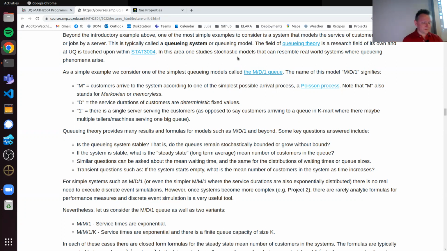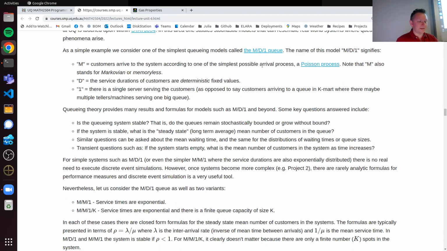So the M here stands for Markovian generally. D is for deterministic. Once you're in the queue and you're being served, how long does it take for you to be completed? That could be a deterministic number, like it always takes 10 minutes, for example. But you just have to wait to get to the server before your 10 minutes starts, right?